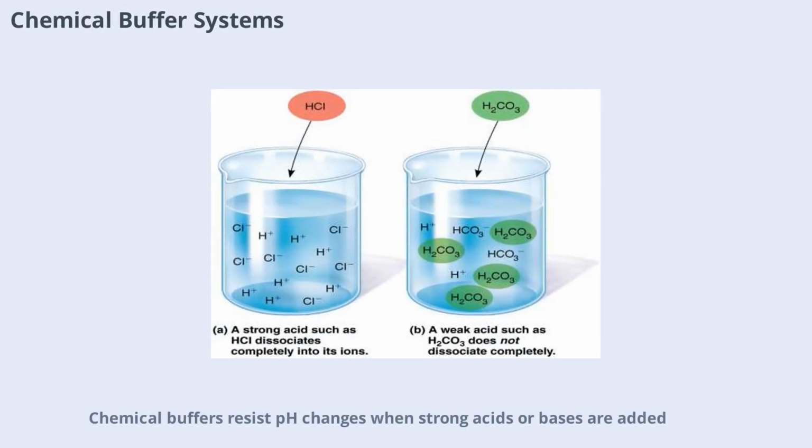Chemical buffers resist pH changes when strong acids or bases are added. Strong acids dissociate completely and can dramatically affect pH, while weak acids dissociate partially and are efficient at preventing pH changes. Strong bases dissociate easily and tie up hydrogen ions quickly, while weak bases accept hydrogen ions more slowly.